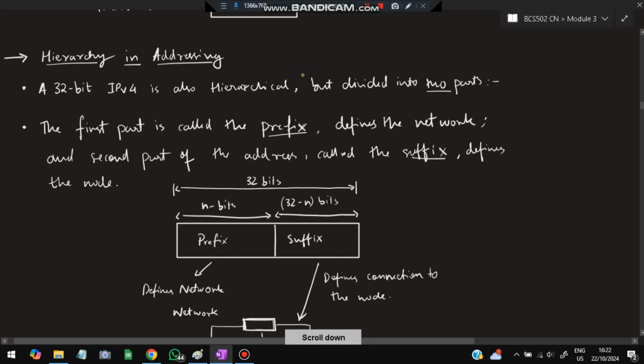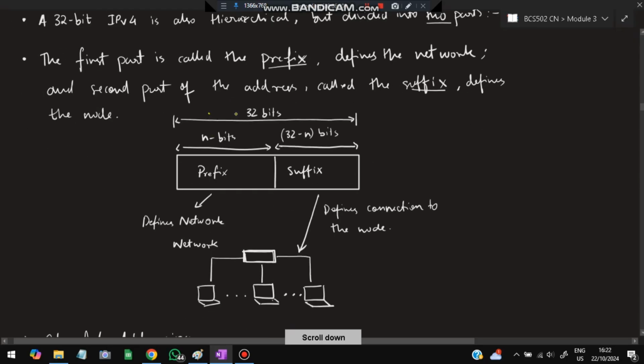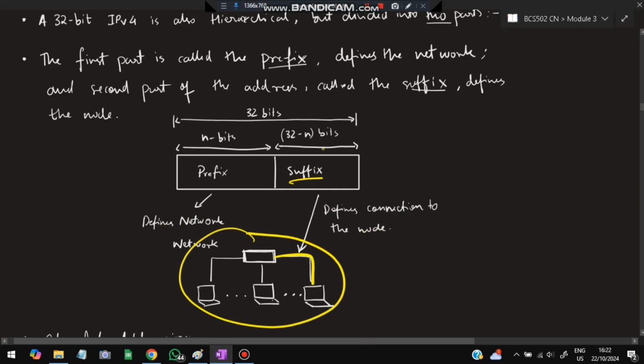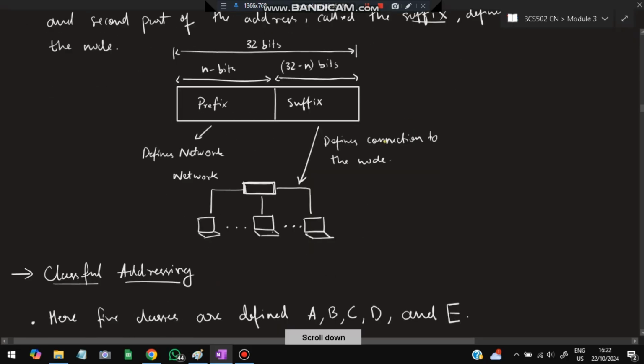And there is hierarchy in addressing. The 32-bit IPv4 address is also hierarchical because it is divided into two parts. First is the prefix and second is the suffix. What does the prefix do? It defines the network, which network you are connected to. What does the suffix do? It defines the connection to the node. The specific node we are connected to is defined by the suffix, and the prefix defines the whole network. This was the prefix and suffix representation.